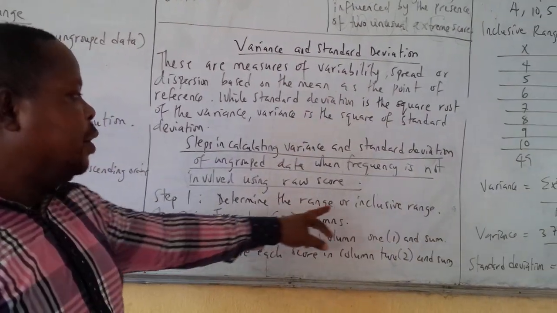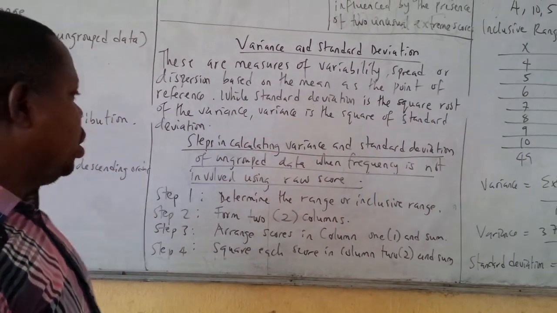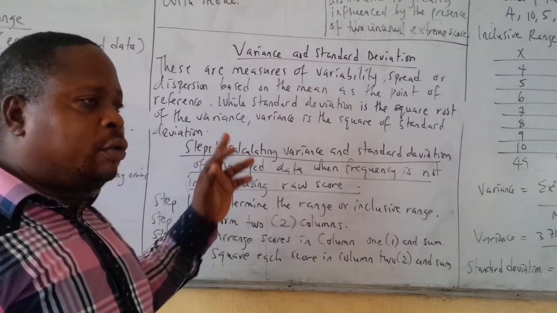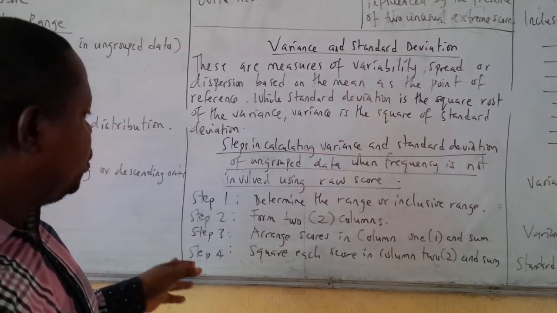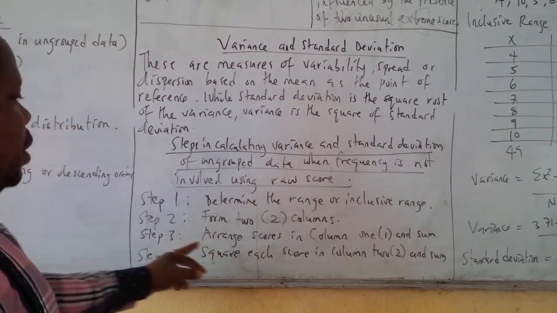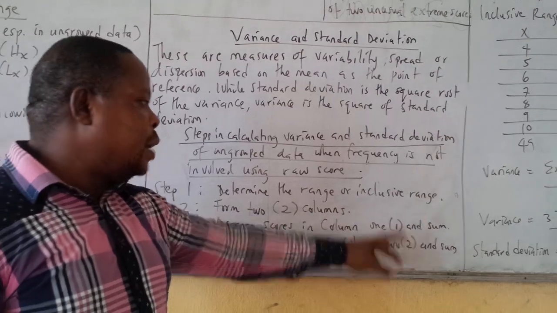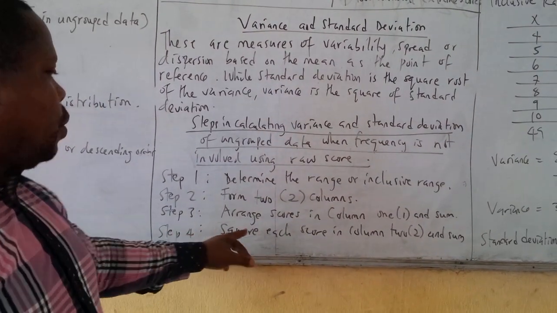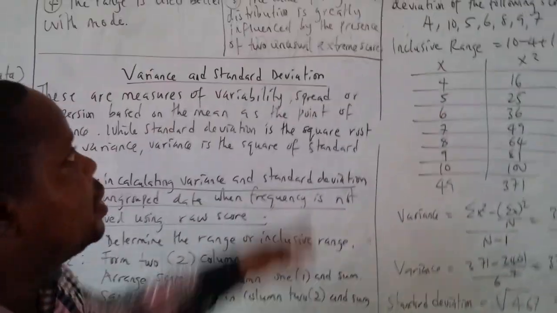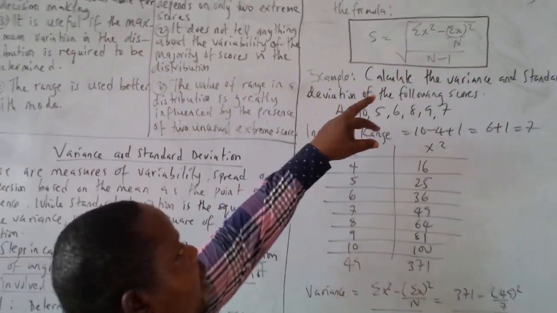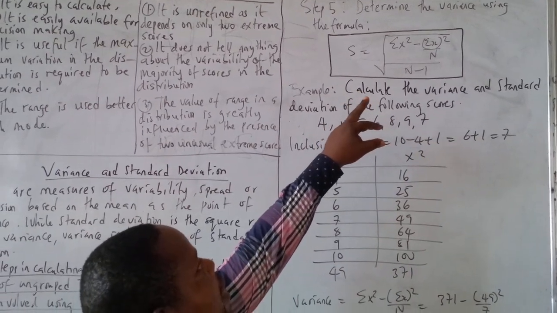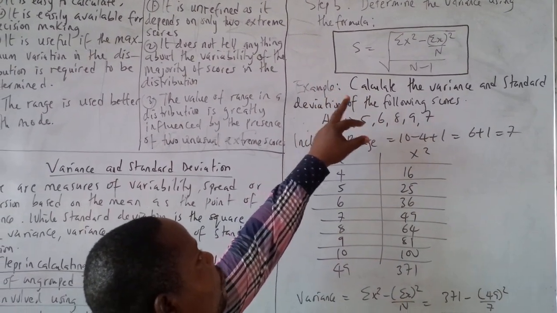Step one is to determine the range or inclusive range. Of course, what I've been saying is that the reason is to know whether the data is to be grouped or ungrouped. And then step two, form two columns. Step three, arrange scores in column 1 and so on. Step four, square each score in column 2 and so on. And then step five, determine the variance. Determine the standard deviation using the following formula.